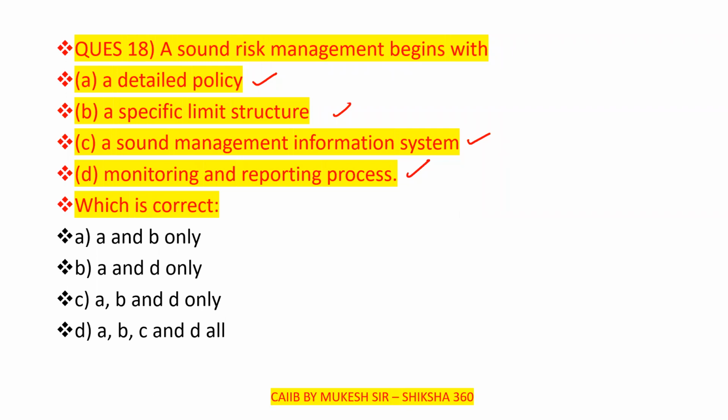A sound risk management: a detailed policy, where everything is mentioned. A specified limit structure, so there is a limit, and if we exceed it, it would lead to an increase in risk. Both are correct. Third, a sound management information system, also correct. Fourth, the monitoring and reporting process, also correct.